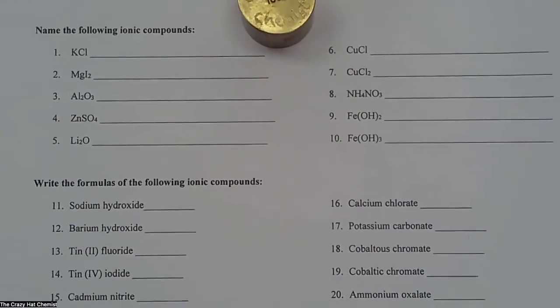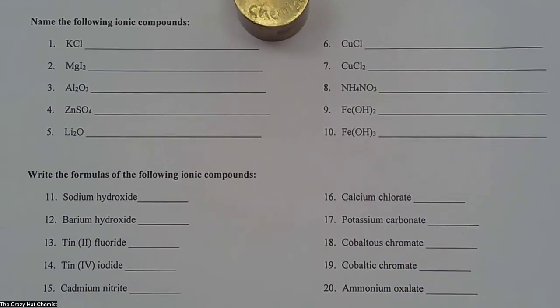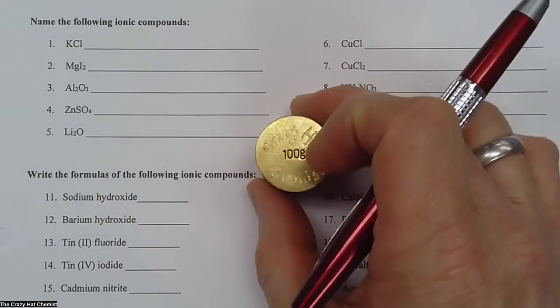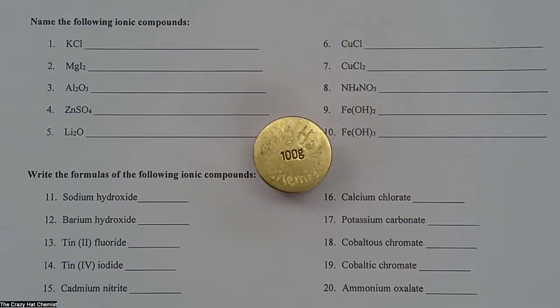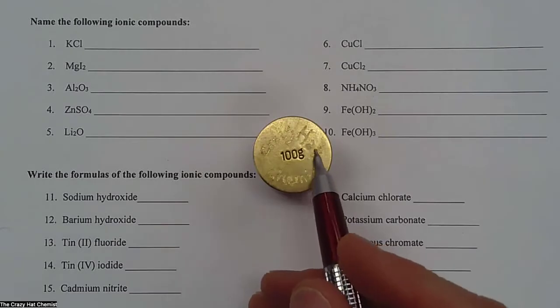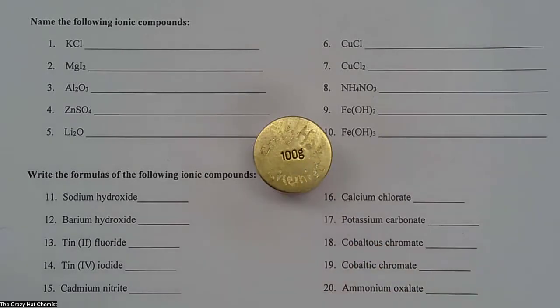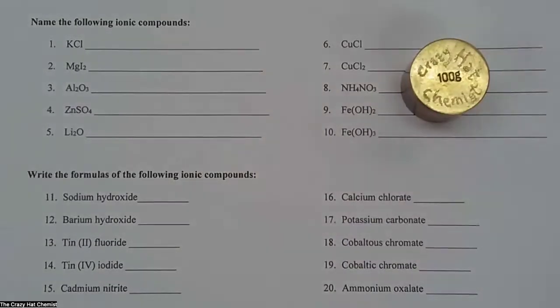All right, so we've got 20 examples in total, and let's see if we can hammer these little babies out. You are watching the Crazy Hat Chemist. That's right, folks. Okay, so the first 10 are formulas, and we're going to write the names.